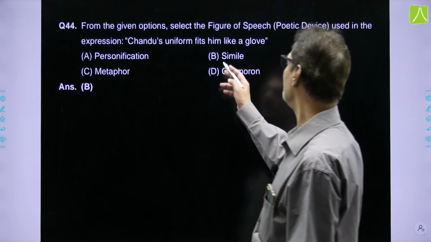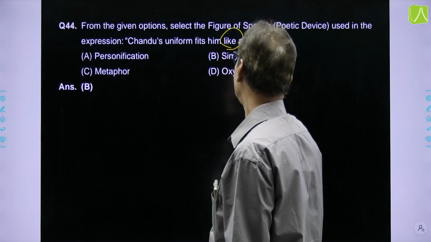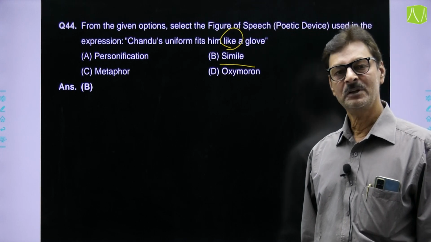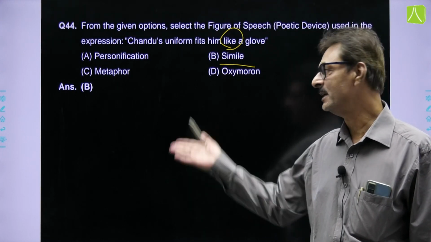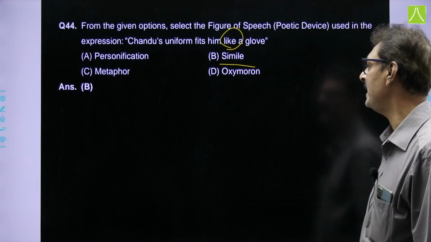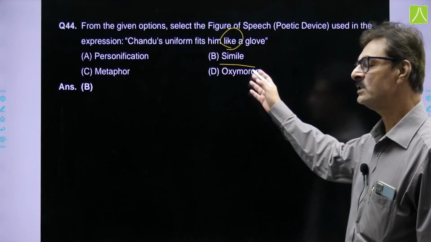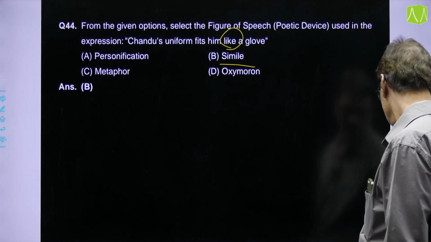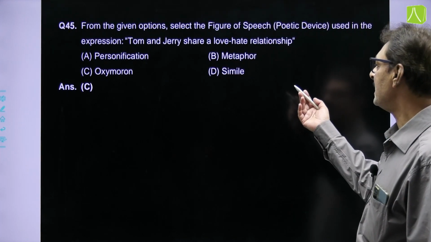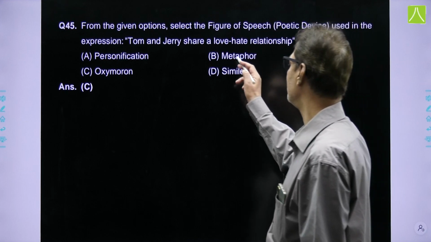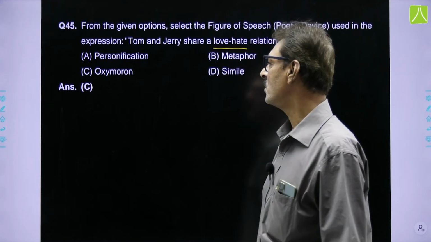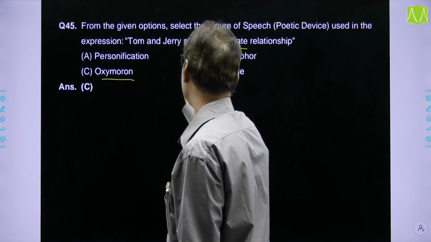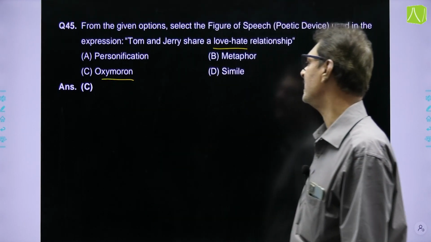Next, Chandu's uniform fits him like a glove. Like a glove, poetic device. Any comparison with like or as is simile. So, the correct answer over here is option number B, that is simile. What is oxymoron? When two contradictory words are used. Next, Tom and Jerry share a love-hate relationship. Two contradictory words, oxymoron. Oxymoron is the correct answer for this love-hate relationship.